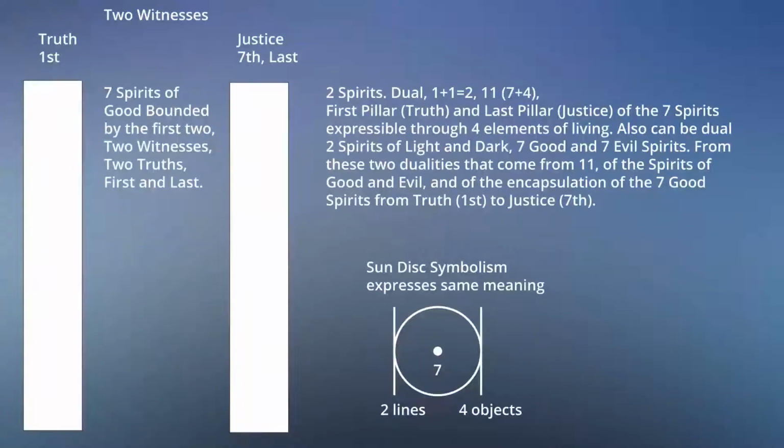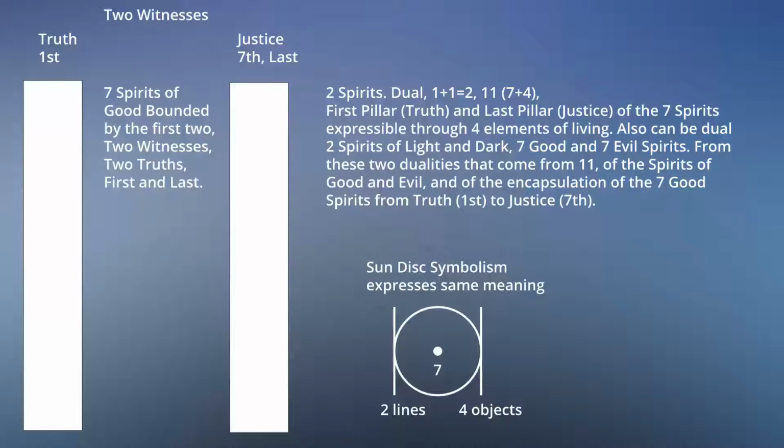So, infographic 30 is with more dual symbolism. So we have here, I'm just going more in detail in the two witnesses, the truth, which is the first, and justice as the seventh and the last. So the seven spirits of good are bounded by the first two. So the two witnesses, the two truths, the first and the last. The five others are in between.